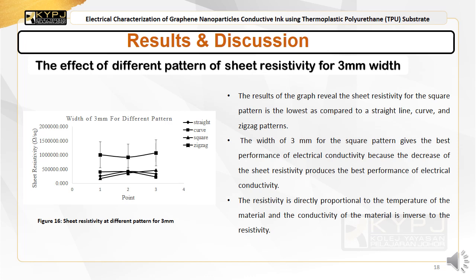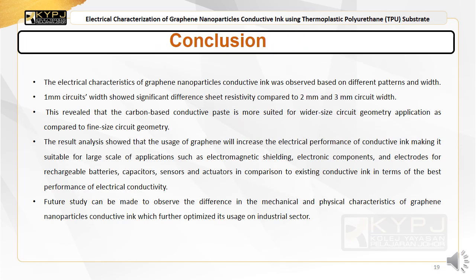As conclusion, the electrical characteristic of graphene nanoparticle conductive ink was observed based on different patterns and widths. 1 mm circuit width showed significantly different resistivity compared to 2 mm and 3 mm width. This revealed that the carbon-based conductive paste is more suitable for wider circuit geometry applications as compared to fine circuit geometry.